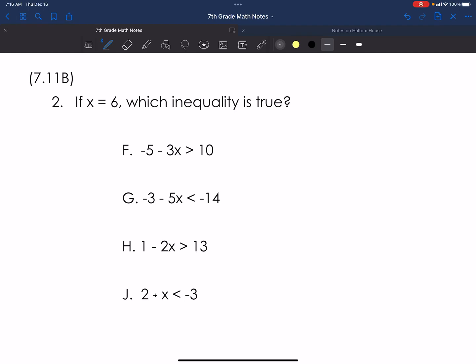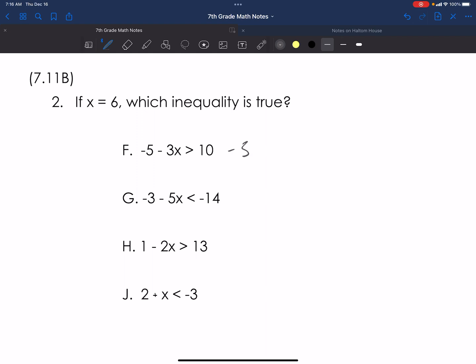If x equals 6, which inequality is true? So I have two ways to solve this. I can solve each inequality to figure out which one would make it true, or I can substitute in, which is honestly what I'm going to do because I feel like that is easier, or I guess more simple.